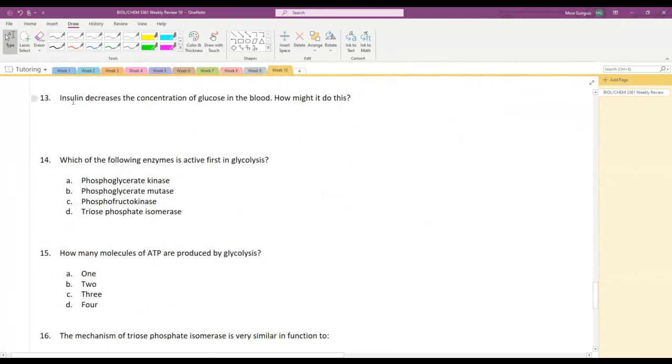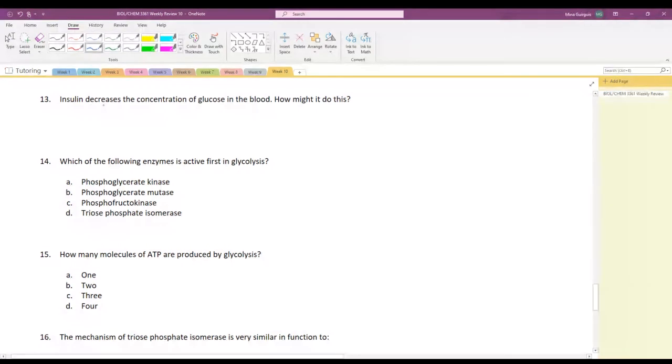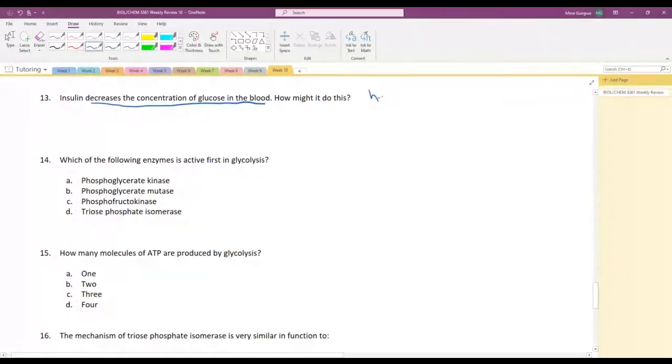So insulin decreases the concentration of glucose in the blood. How might it do this? This is a very application-heavy problem. I don't have very specific points written down because I think it's really important for us to go through it kind of mentally. So our ultimate goal is to decrease the concentration of glucose in the blood. Okay, so this means we have high glucose.